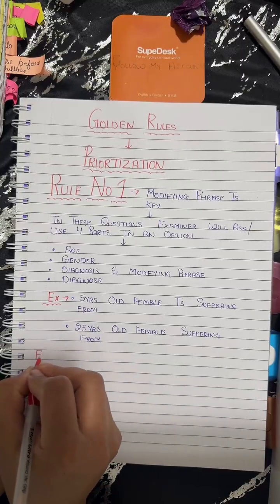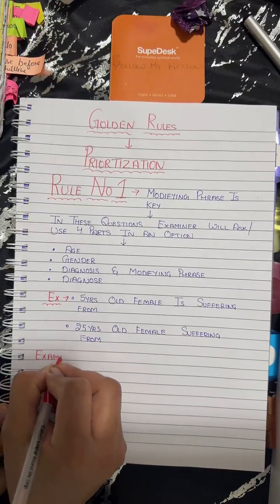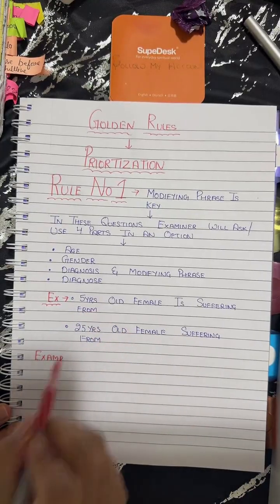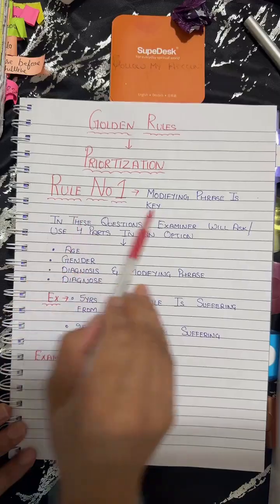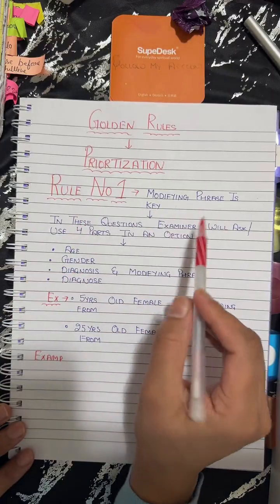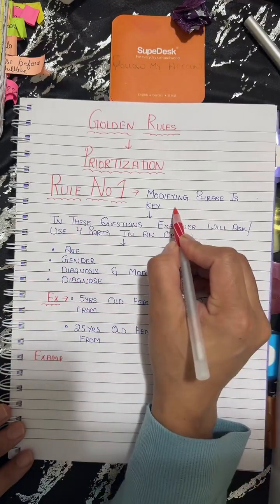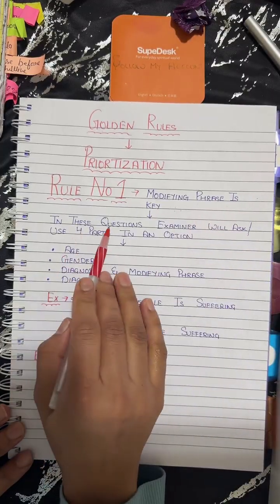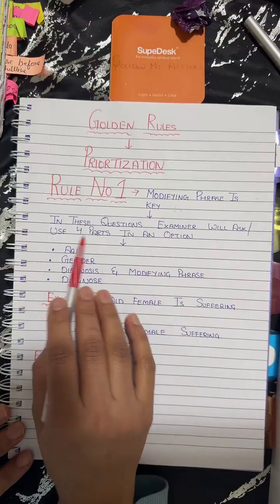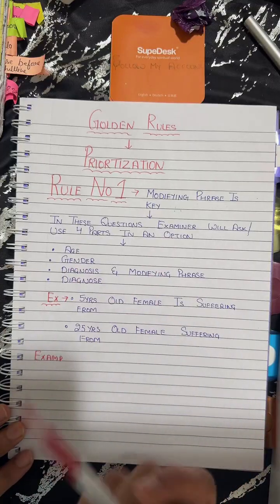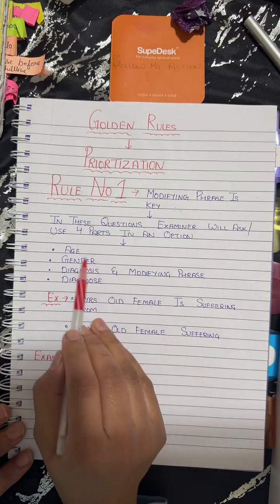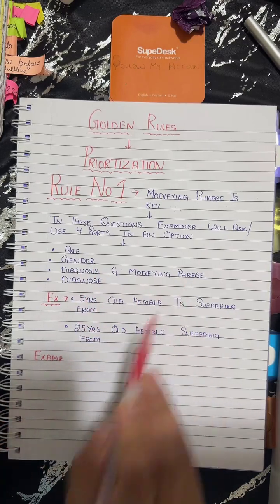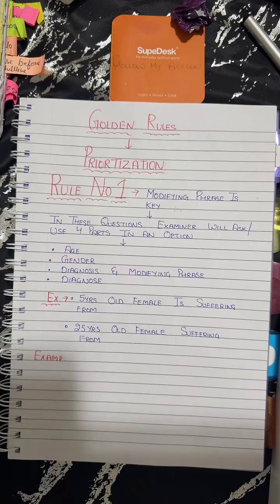Okay, so another example. This is how we prioritize our questions or answers in the exam. Rule number 1: modifying phrase is key. Always remember this part. In this question, the examiner will ask you to use 4 parts in an option. What are those? Age, gender, diagnosis, and modifying phrase and diagnose.